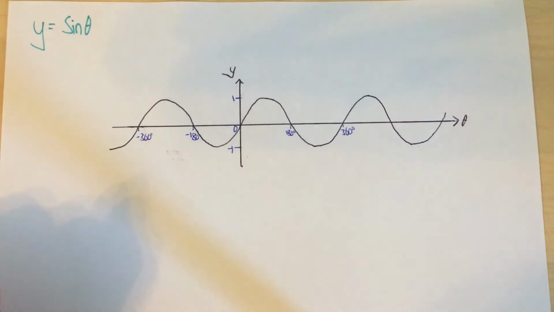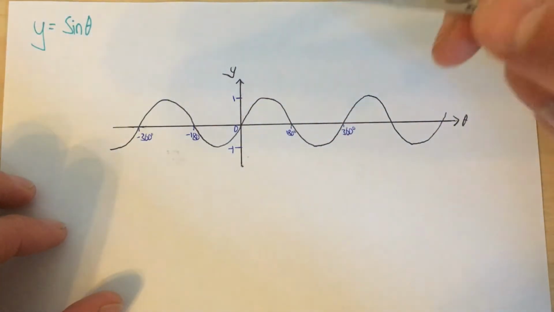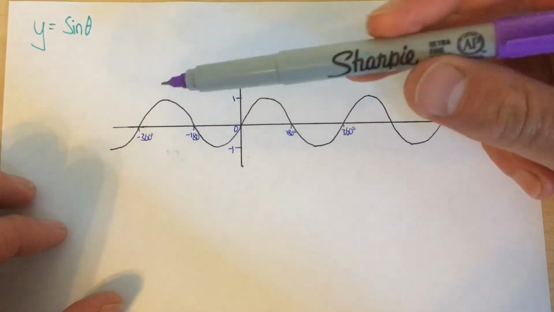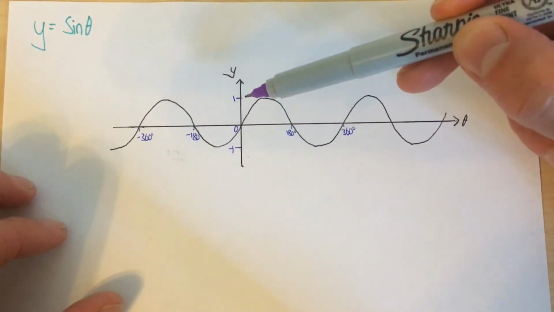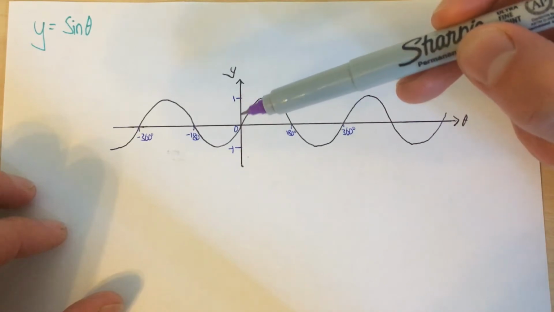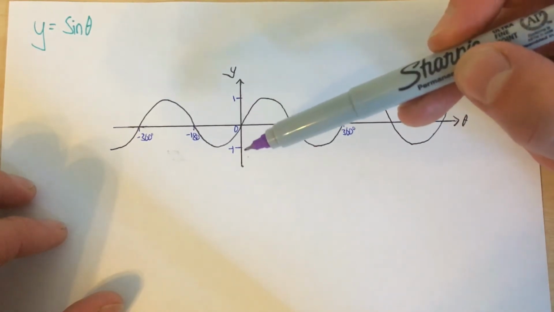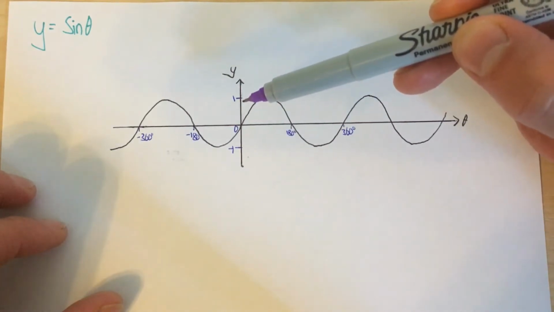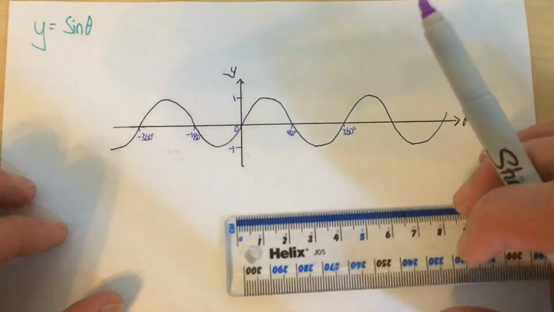Here we have a sketch of the graph y equals sine theta. We've got theta in degrees along the x-axis, and then we've got the output from the function sine theta on the y-axis. The maximum value is 1 and the minimum value is -1. You can get any output values between there and including 1 and -1, but nothing greater. That's a really key point.